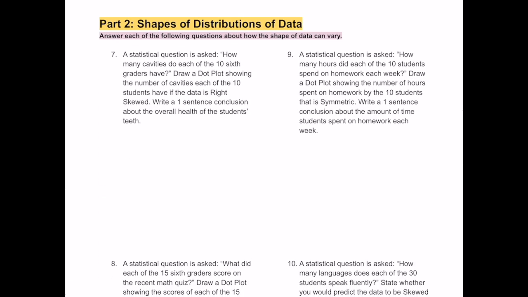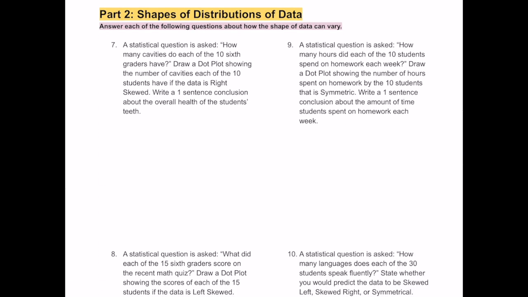All right, moving on to part 2. Part 2 is talking about shapes of distributions of data. So we have to answer each of the questions about how the shape of data can vary. Let's take a look at number 7. A statistical question is asked, how many cavities does each of the 10 6th graders have? Okay, we have 10 of these 6th graders. Draw a dot plot showing the number of cavities each of the 10 students have. If the data is right skewed, then we need to write one sentence at the end, concluding the overall health of the students' teeth.